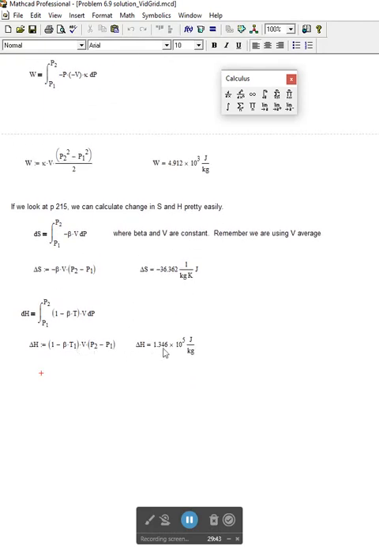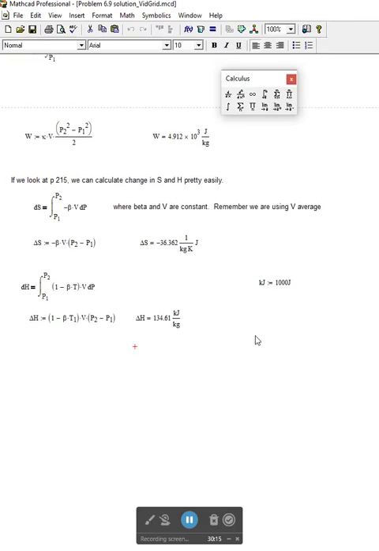So we get our delta H calculation of 1.346 times 10 to the 5th joules per kilogram. This version of MathCAD does not have kilojoules as a base unit, so I could define kilojoules as 1,000 joules. And then if I wanted to, I could change the units to kilojoules per kilogram, and there I get my answer.